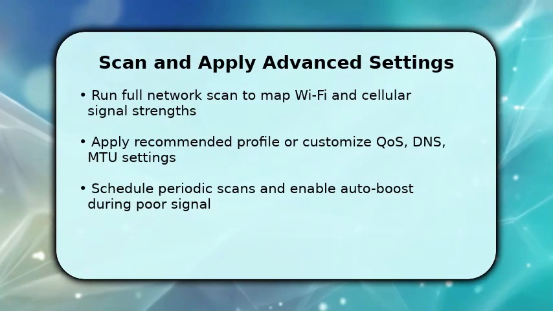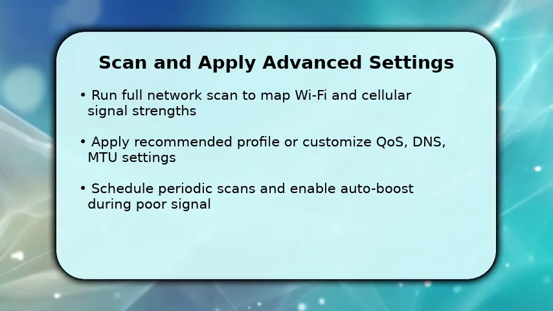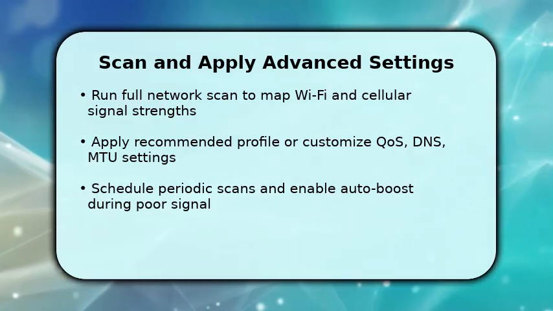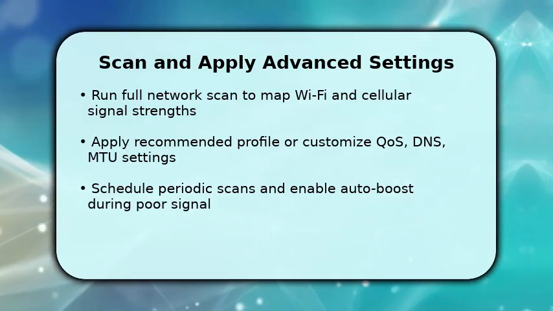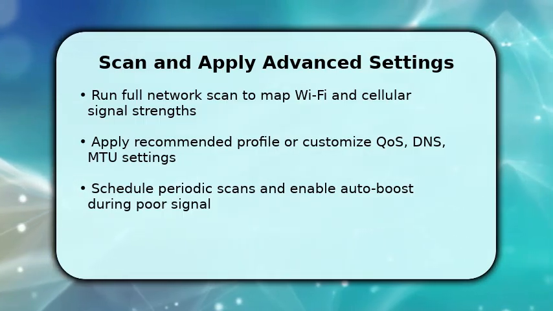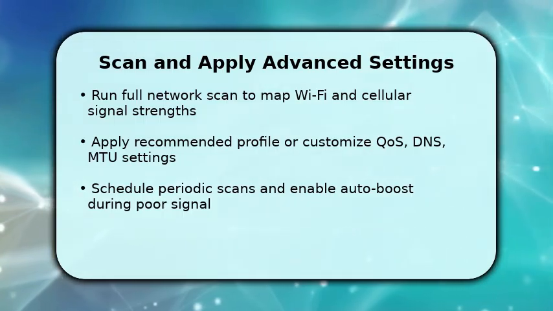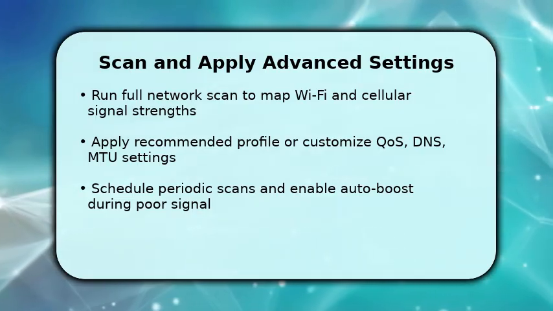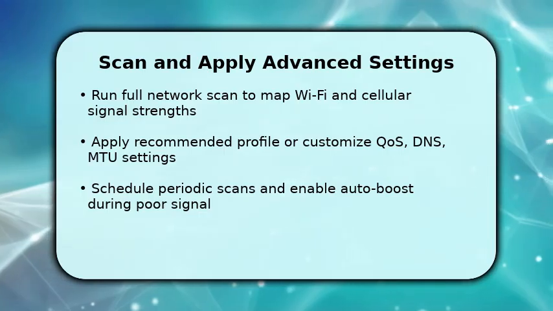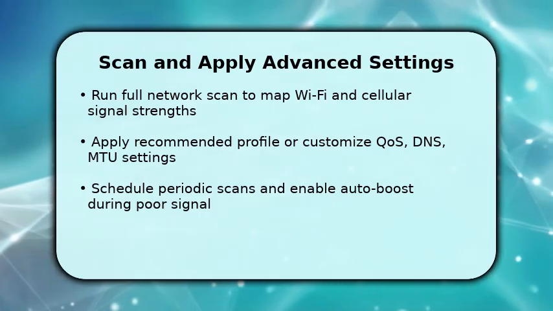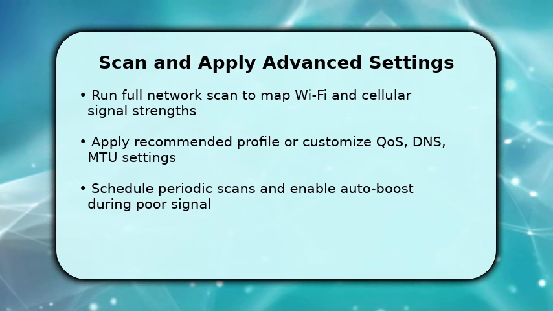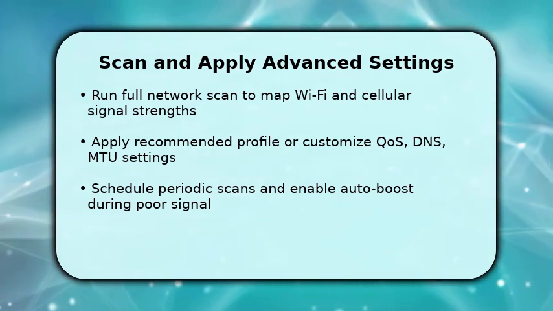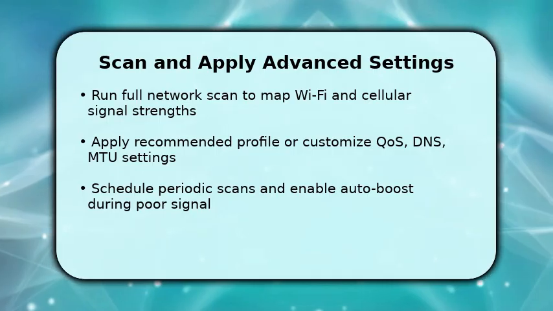You now run a comprehensive network scan so the app can identify weak channels and interference sources. Let the scan complete, then review the recommended profile. You can accept it for quick gains or customize advanced options such as CoS priorities, alternate DNS, and MTU size for specific apps. Once configured, enable Auto Boost and set a schedule so the app intervenes when signal degrades. Make sure to test video calls or gaming after applying changes to confirm latency and packet loss improvements.